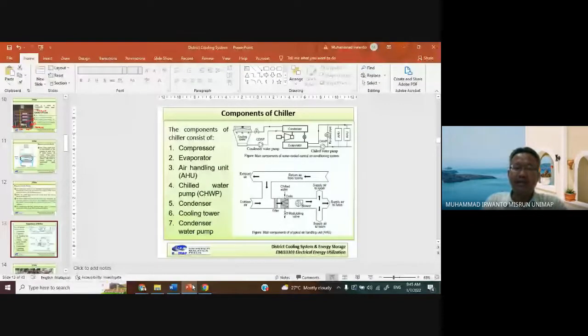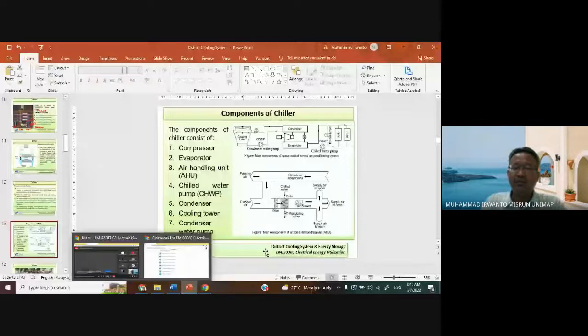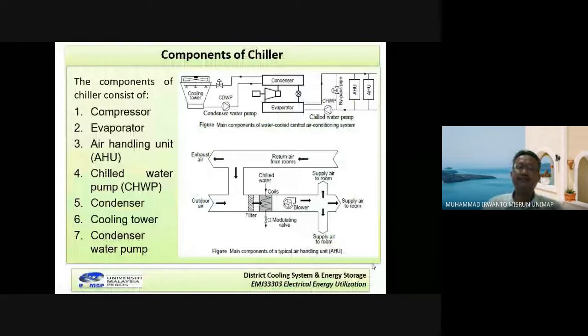Okay, Aiman, Akramul, look at this slide. We start here, the evaporator. Why? Because this chilled water is generated here. I repeat again, the chill water is generated by this evaporator, with a temperature of around 6 degrees Celsius, and then it flows through this pipe.